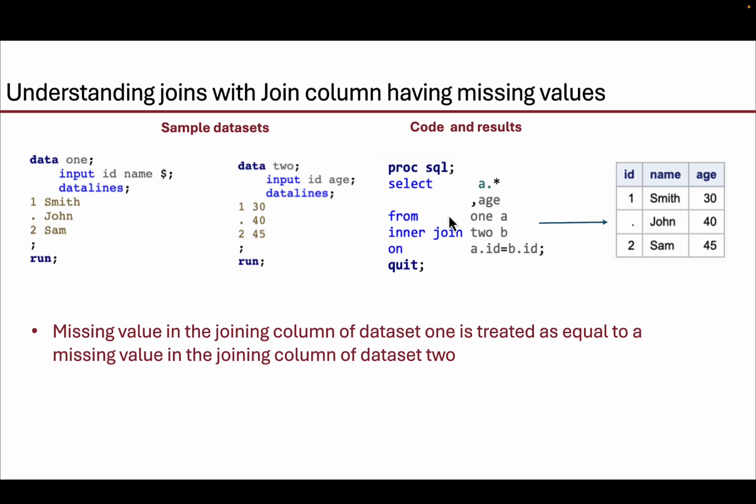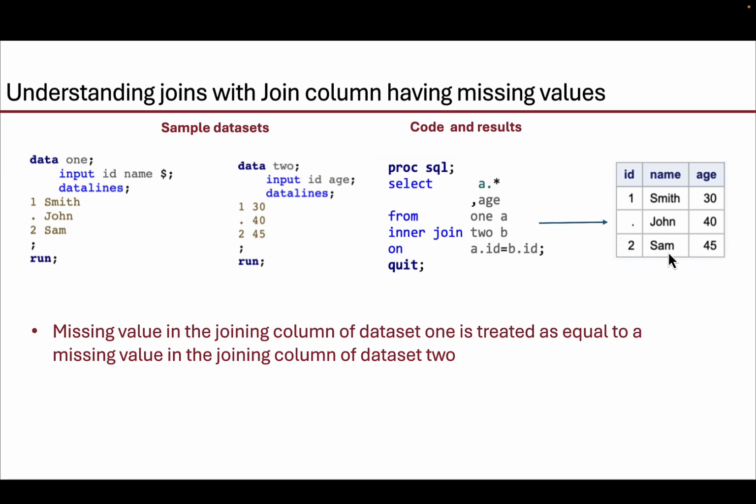I'm doing a join based on the ID variable in both the data sets by saying something like this: select a dot star, age from 1 A, that is, I'm aliasing data set 1 as A, inner join 2, aliasing this as B, and I'm joining based on the ID variable. And I'm getting all the variables from data set 1. But the most important point here is, when we join like this, ID 1 is equal to ID 1 and ID 2 is equivalent to 2, so you see these observations in our result.